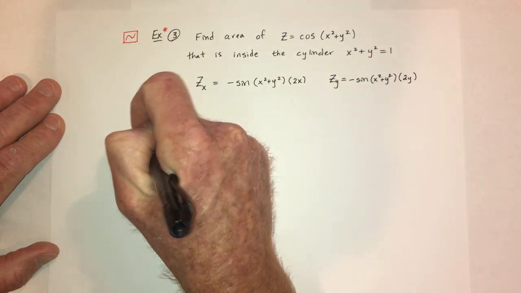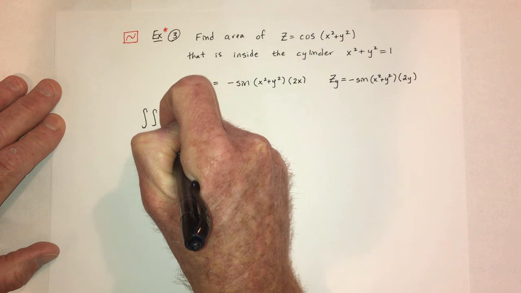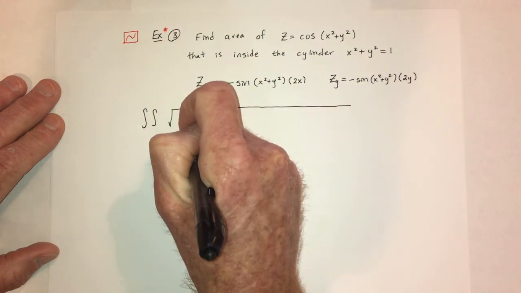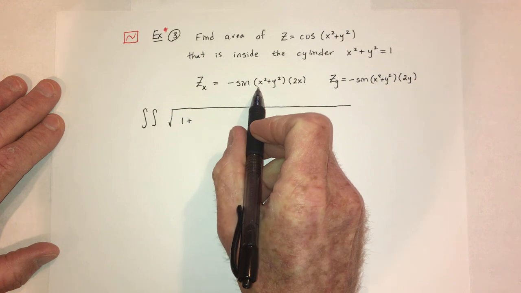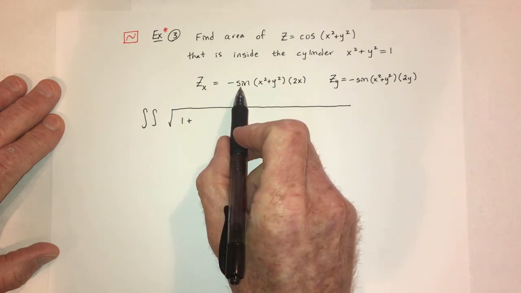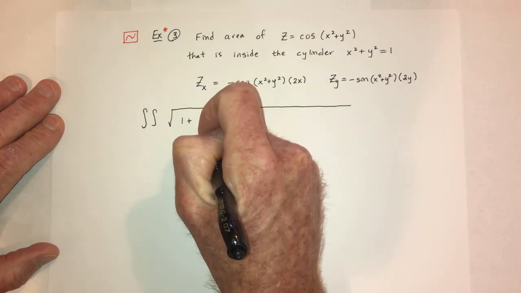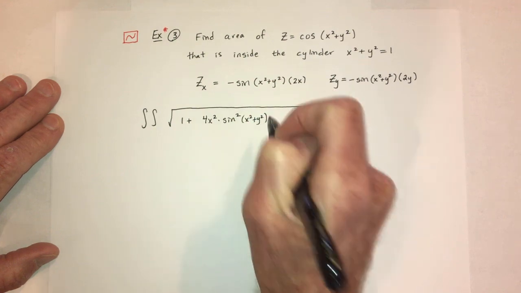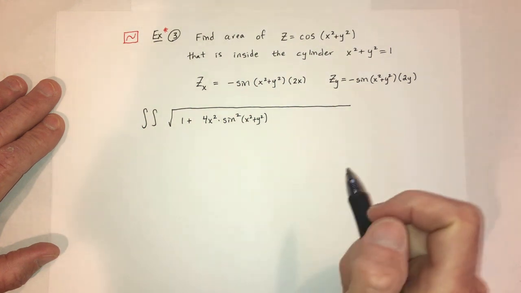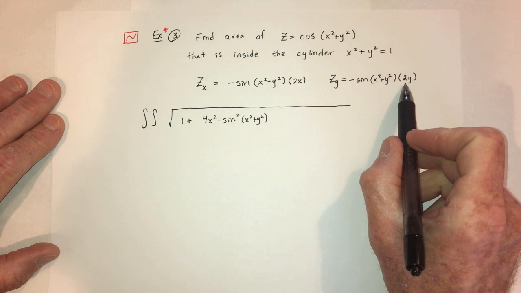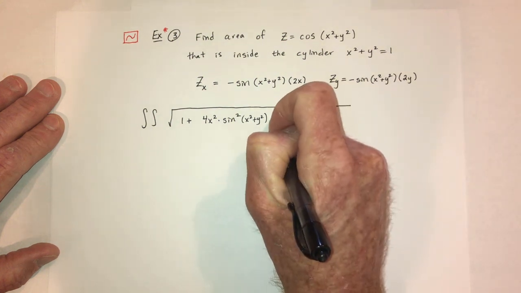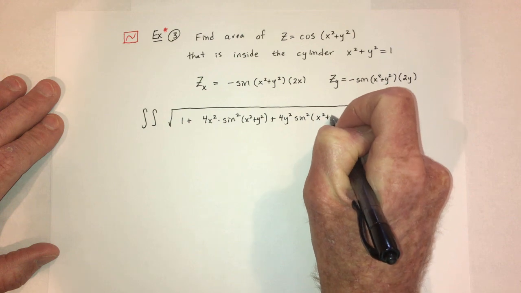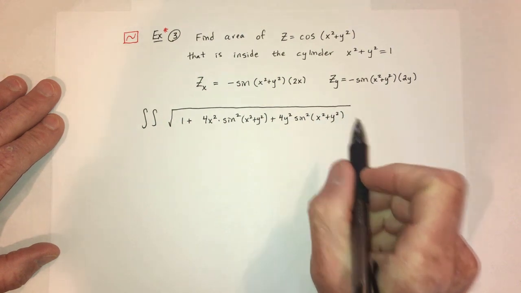And then set up the double integral. It's going to be the square root of, yeah, I'm not even kidding, 1 plus, and then this one gets squared. So if this gets squared, that means it's going to be sine squared, and that's going to be 4x squared. And then plus this one squared. So that's going to be 4y squared and sine squared. Oh, see, you thought I was kidding when I made the radical that long, but nope, we needed it.